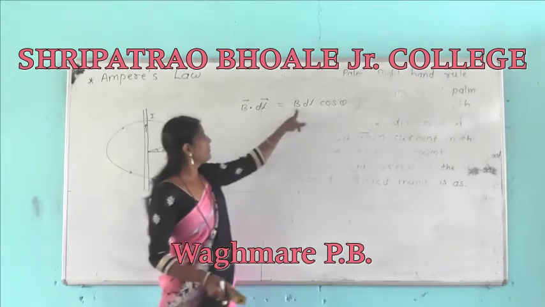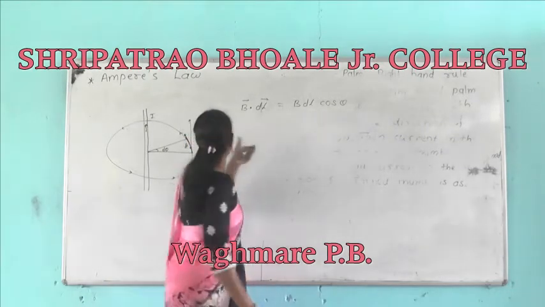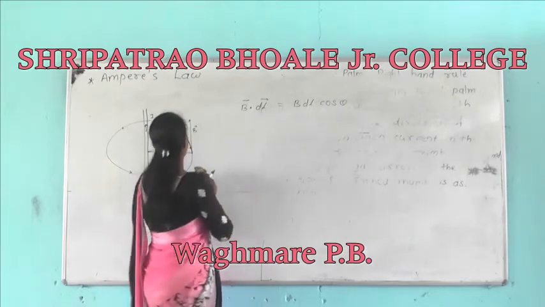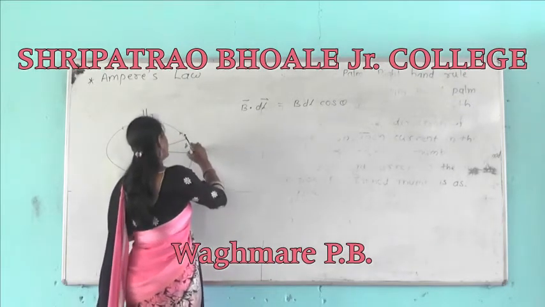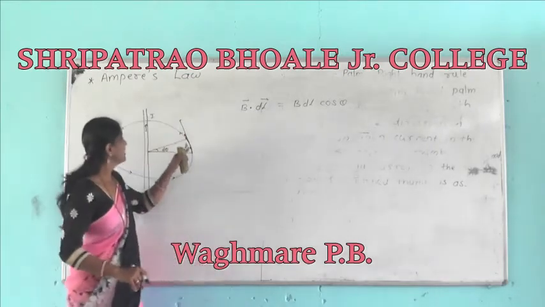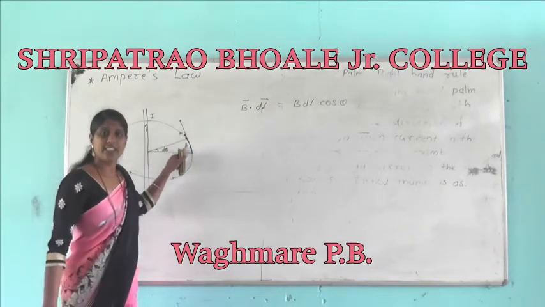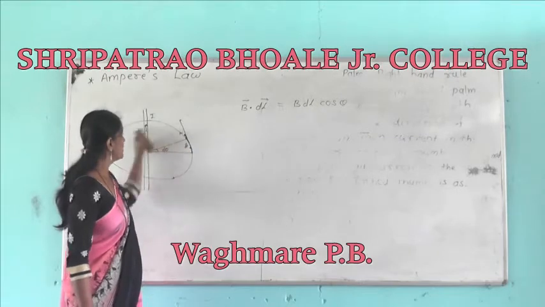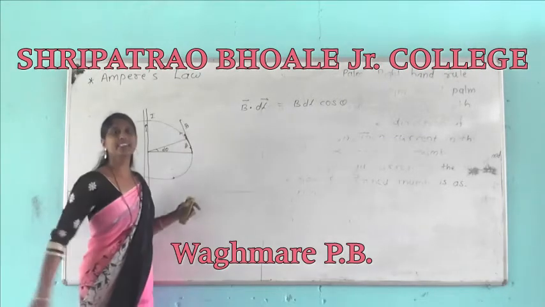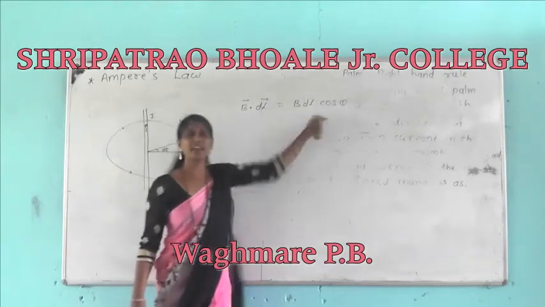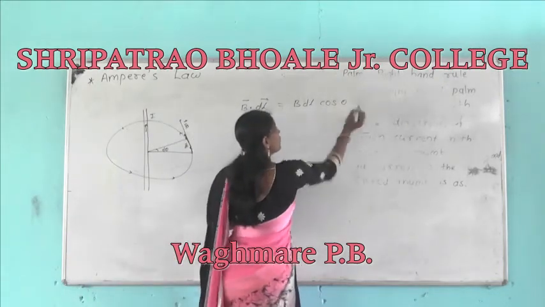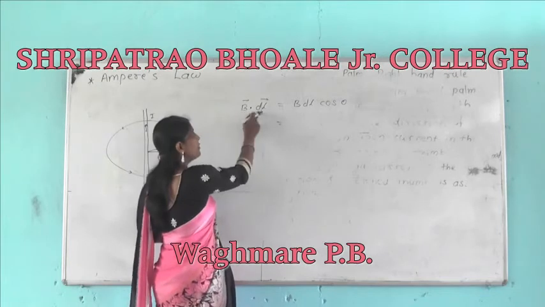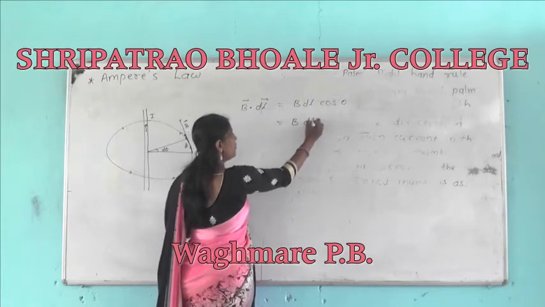Here theta is the angle between B and dl, and the direction of the magnetic field and length is in the same direction. That is, we have to take a tangent to this circle. Therefore, B and dl are in the same direction, and theta will be equal to 0. We know that cos 0 is equal to 1, and therefore the dot product B dot dl is equal to B into dl.